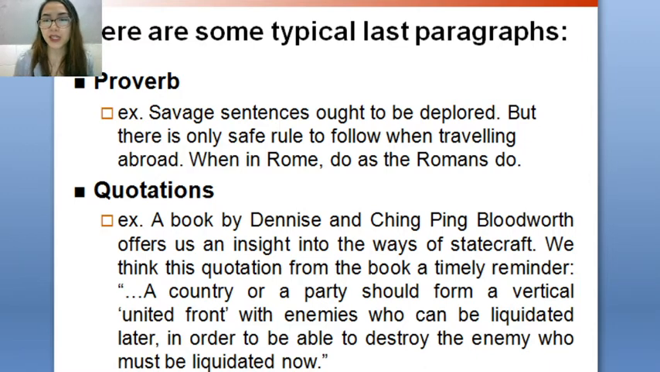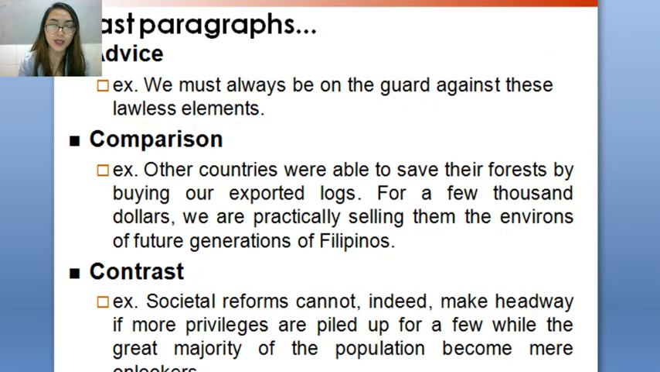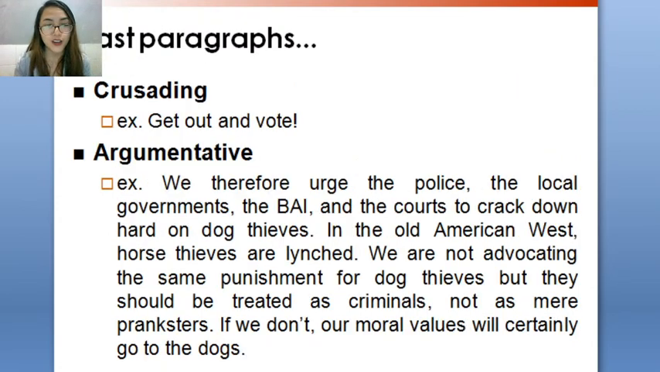And here are some typical last paragraphs, guys. We have proverbs, or a quotation then. You could state a certain writer: a book by Dennis and Xingping Bloodworth offers us an insight into the ways of statecraft. We think this quotation from the book a timely reminder: a country or party should form a vertical united front with enemies who can be liquidated later in order to be able to destroy the enemy who must be liquidated now. So, nasa inyo na yan. Kung ano gusto nyo, pwede ding advice, comparison, pwede din siyang contrast.